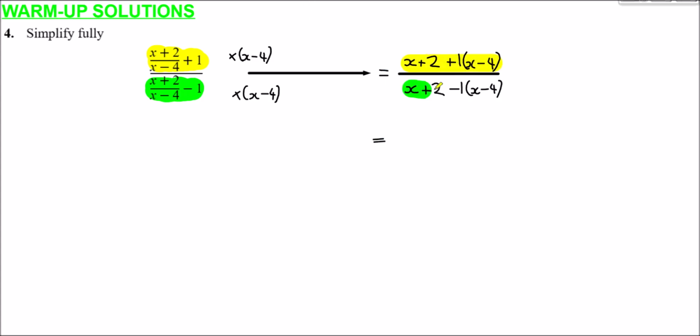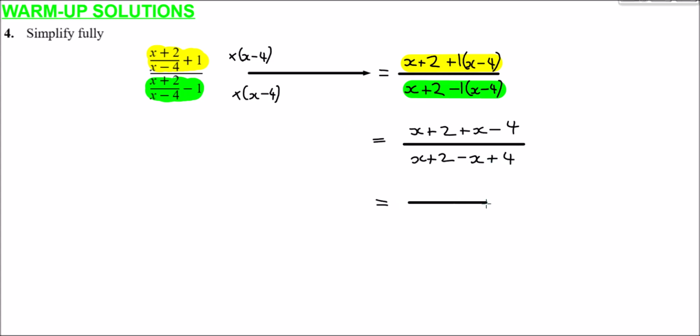So the top, we're going to have x plus 2 plus another x. 1 times minus 4 is minus 4, all over x plus 2 minus 1 times x is minus 1x. Minus 1 multiplied by minus 4 is positive 4. So simplifying this further, on the top we have 2x minus 2. And on the bottom, x minus x cancels, and 2 plus 4 is 6.